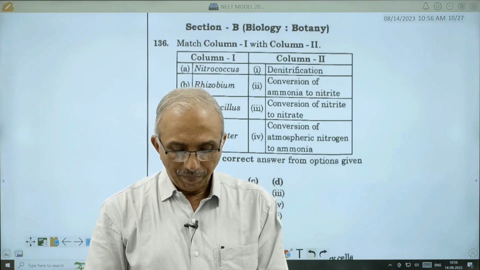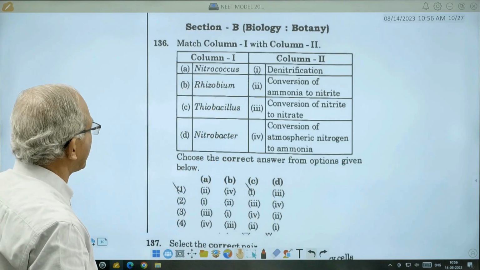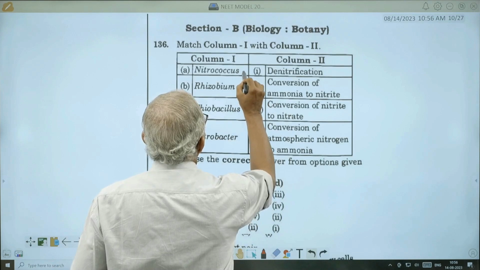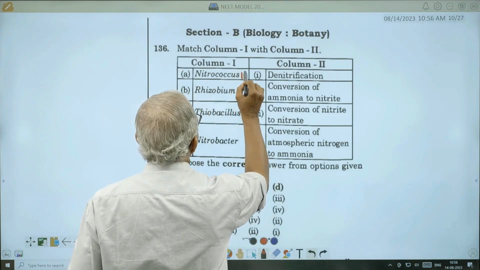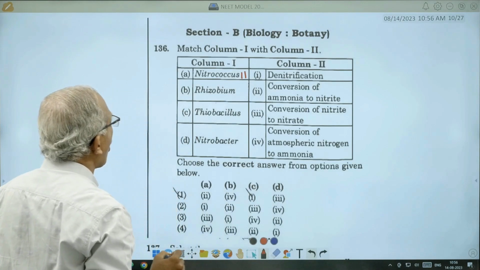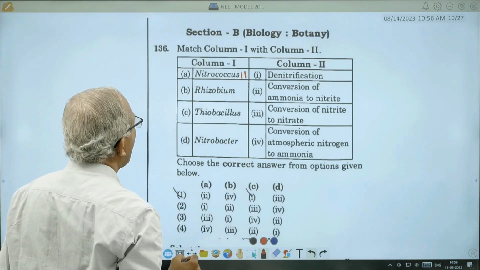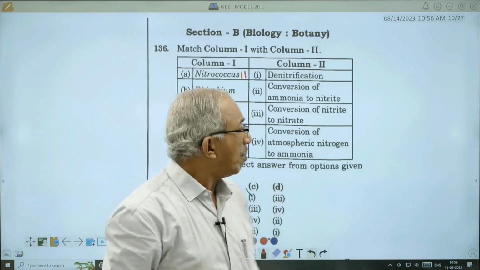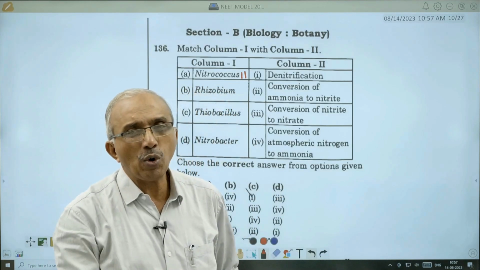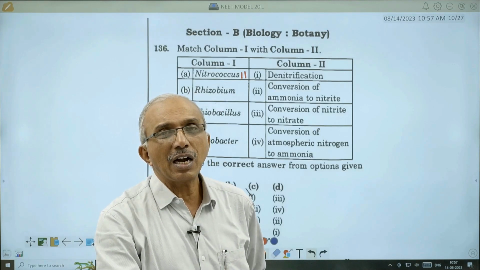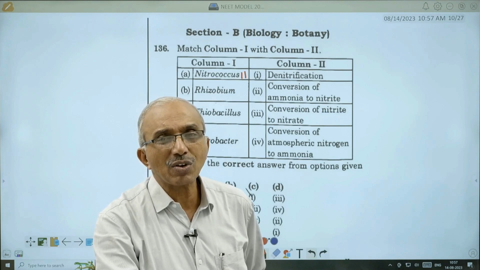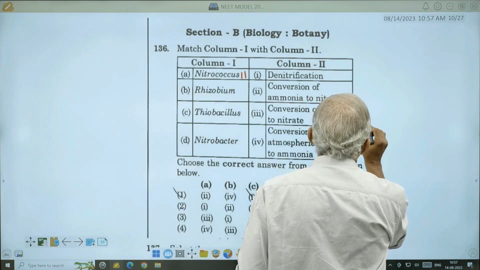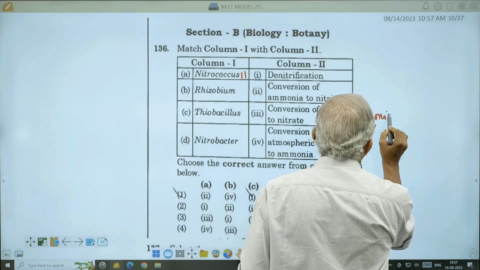Match the following. Nitrococcus can be matched to 2, because it is involved in the conversion of ammonia to nitrite. The conversion of ammonia to nitrate is called nitrification.